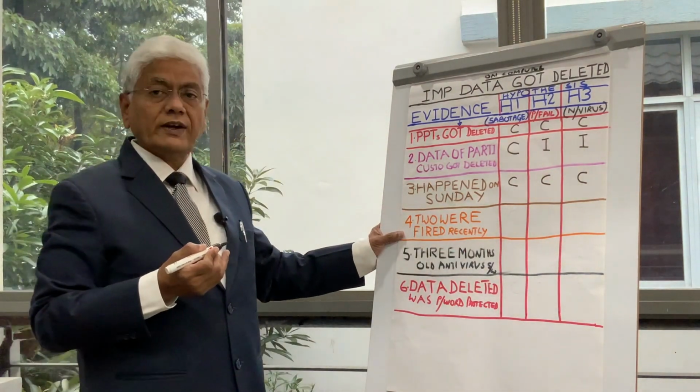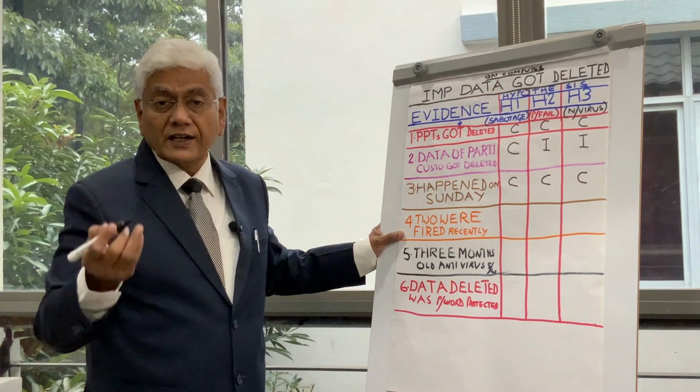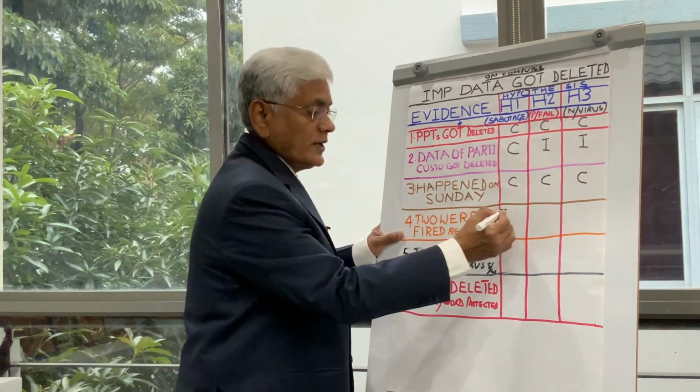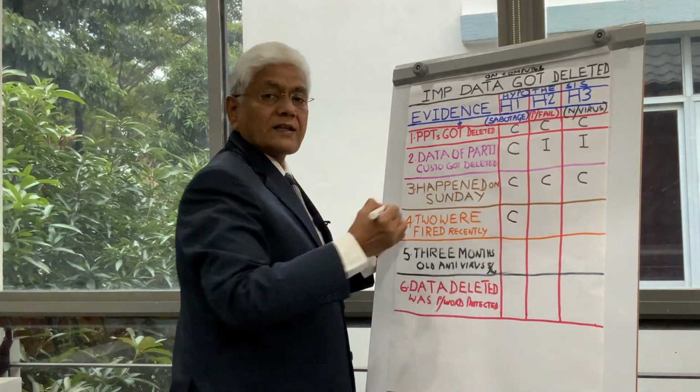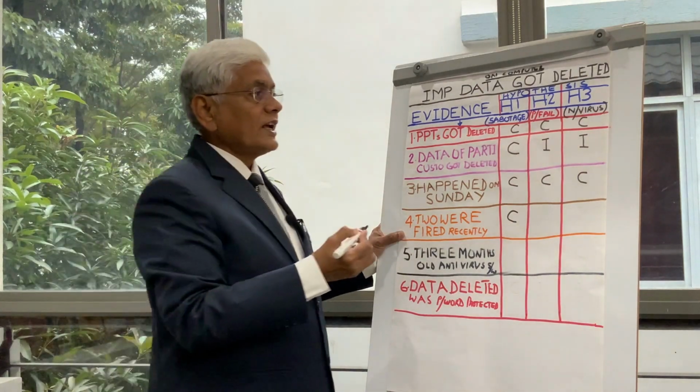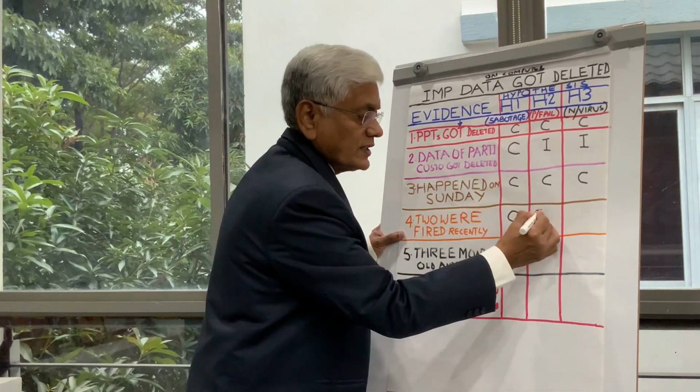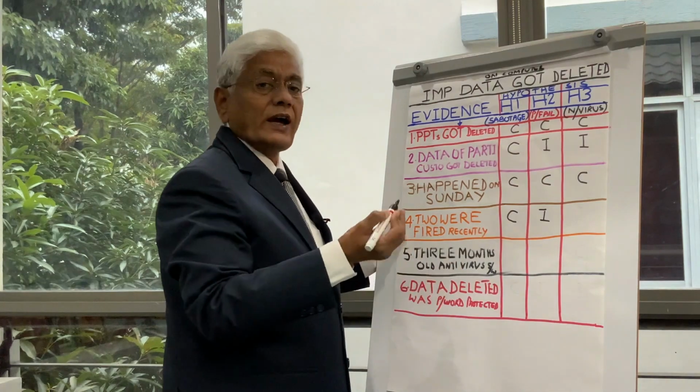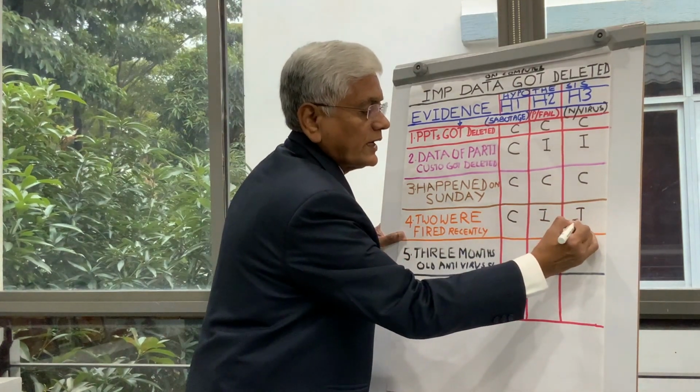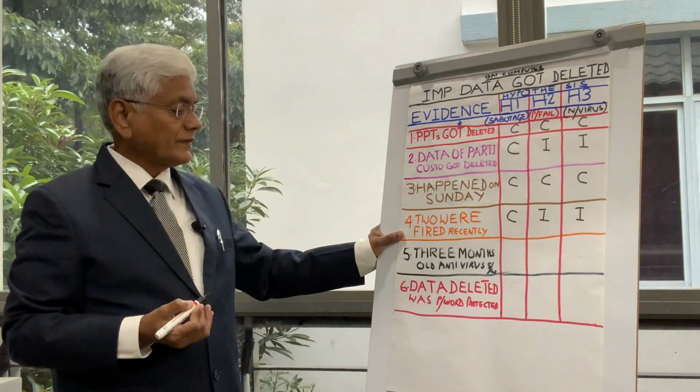Let me go to the fourth evidence: 2 employees were fired recently. That means hypothesis 1 of employee sabotage is consistent with this evidence, whereas power failure has no connection to this, so it is inconsistent. Virus has no connection to 2 employees getting fired, so it is inconsistent.